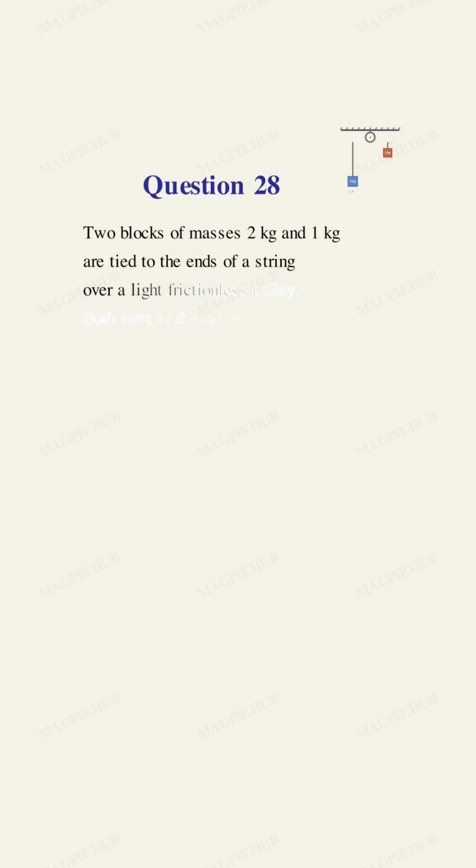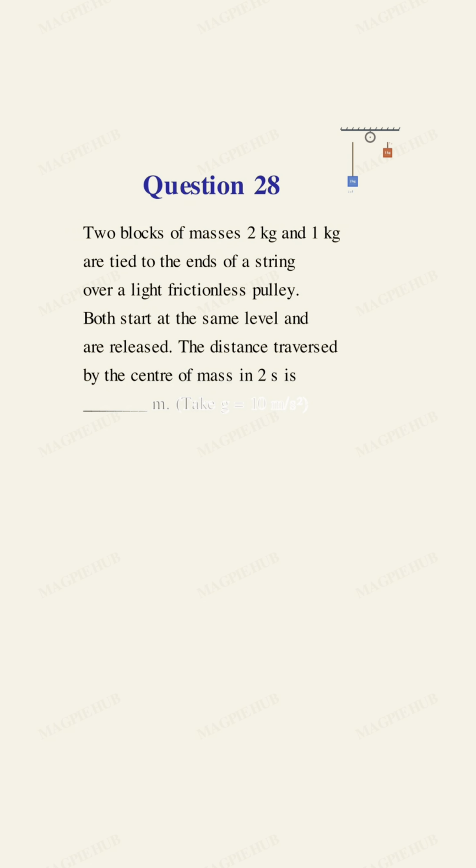The question states, two blocks of masses 2 kg and 1 kg respectively are tied to the ends of a string which passes over a light frictionless pulley. The masses are held at rest at the same horizontal level and then released. The distance traversed by the center of mass in 2 seconds is blank meters. Take g equals 10 meters per second squared. The options are 3.33, 3.12, 2.22, and 1.42.